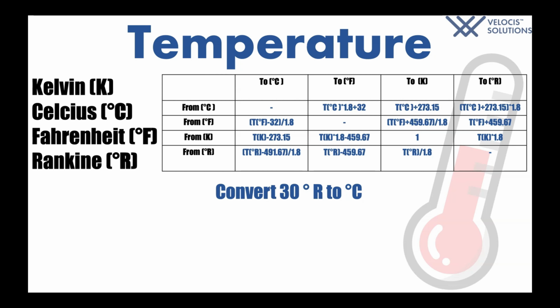Let's convert 30 Rankine to Celsius. So we are going to start from Rankine and find its intersection point with Celsius. Using the formula found at the intersection point, we can carry out the conversion. As a result, we find out that 30 degrees Rankine is equal to minus 256.48 degrees Celsius.